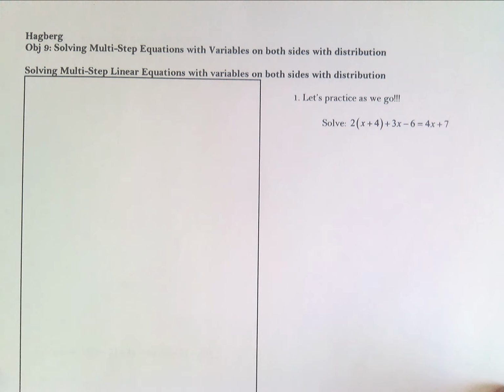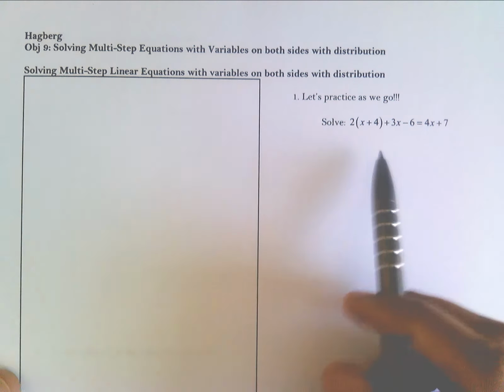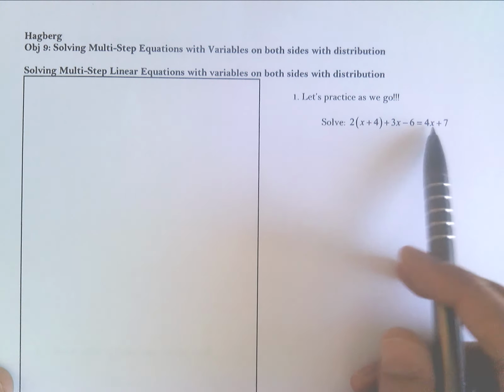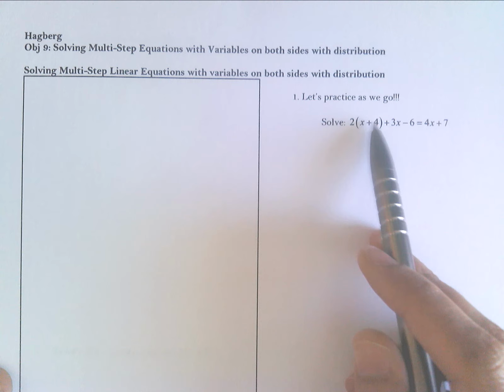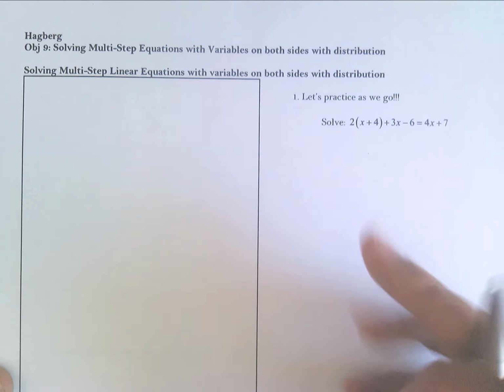All right, here we go with the last objective of the unit, which is objective 9, solving multi-step equations with variables on both sides with distribution. So this is kind of like taking all of the skills that we practiced so far and putting it all together into one little equation, or maybe not so little. Looking at this here, I noticed that we've got variables on both sides. So we have variables over here, we have variables over here. We've also got distribution, and then we're also solving for x. So this is kind of everything all together.